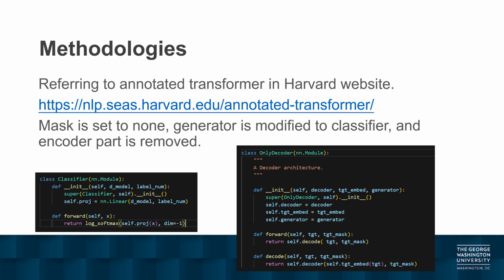And the generator is switched to a classifier because it's not for generative tasks. So instead of getting a probability list for all vocab, the classifier finally comes up with a probability list containing all the labels. Also, in the structure, the encoder part is removed, turning it into a decoder-only model.